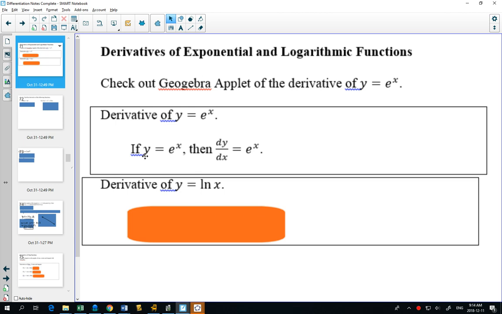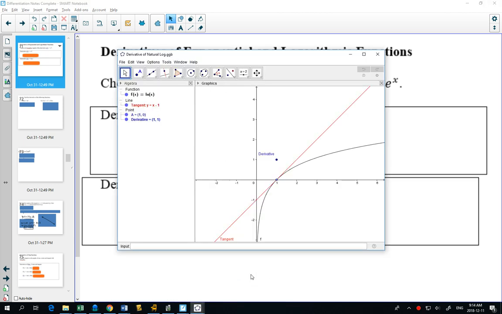Okay, next one we're going to look at is the natural log. So here's our natural log graph. And here at 0, 1, the derivative is 1. And as we scroll along, it makes this shape. Now this is a graph that you graphed in grade 12. It is a function that you're aware of.